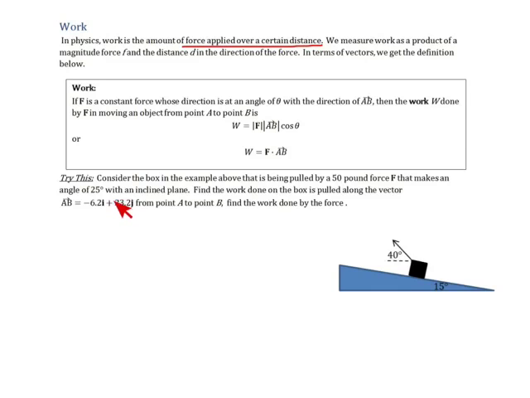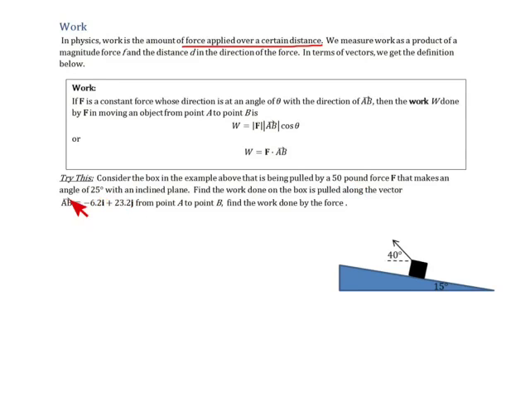Let's go back to our box, and we want to consider the box as being pulled 50 feet up. The force F makes an angle of 25 degrees with the inclined plane. Find the work done on the box. So here's what we want to do. If it's pulled along this vector from point A to B, we want to find the work done by that force. Well, we know it's a 50-pound force.